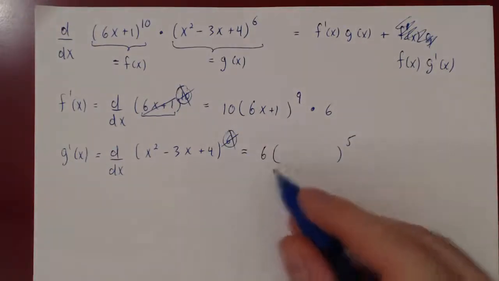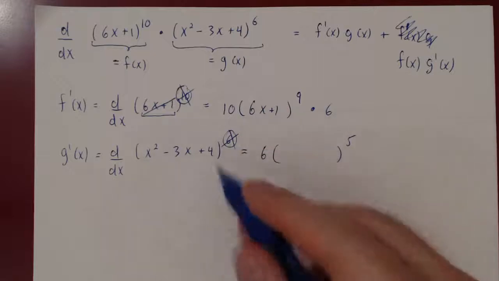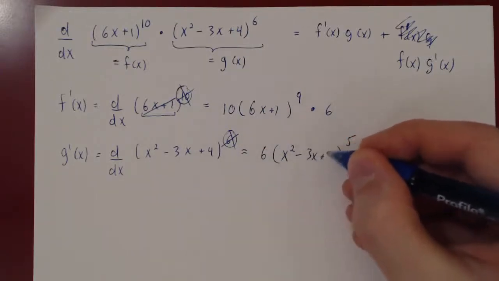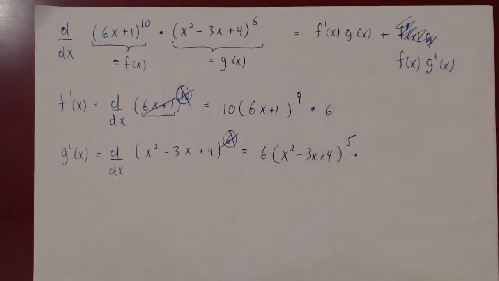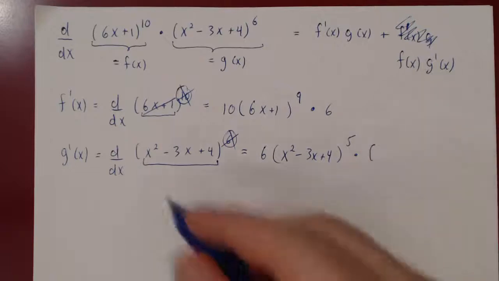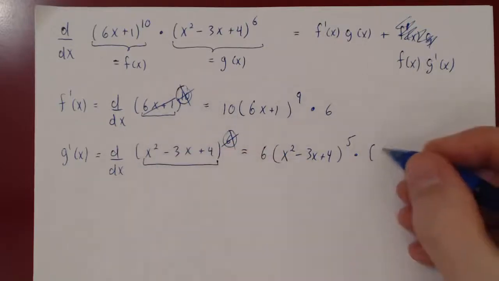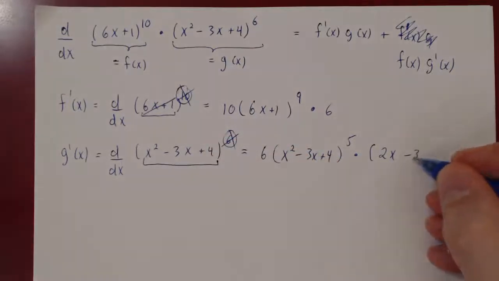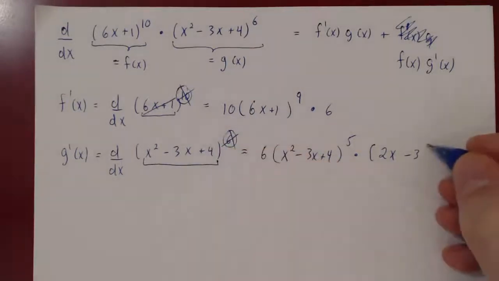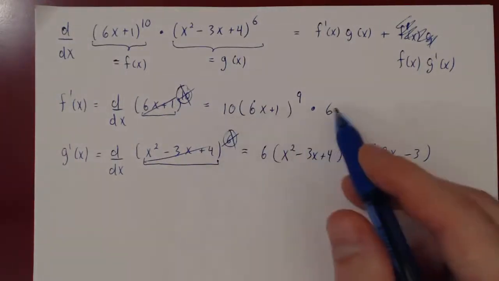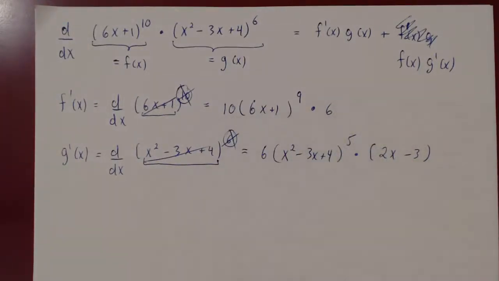and we evaluate the derivative of the outside function at what's left over, x squared minus 3x plus 4, times the derivative of what's left over, this quadratic. The derivative is 2x minus 3 plus 0, and now there's nothing left over. So we have our f prime of x and we have our g prime of x.